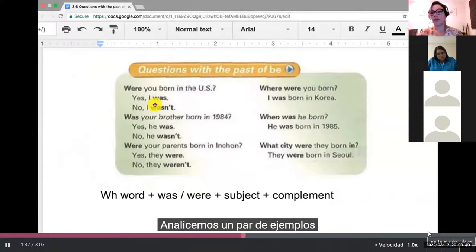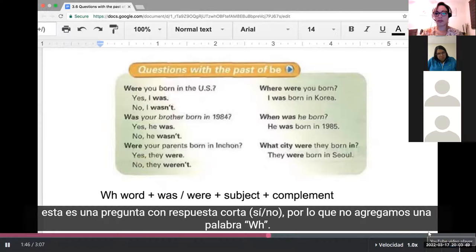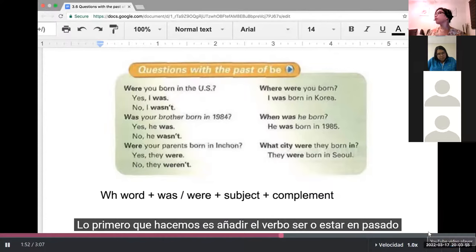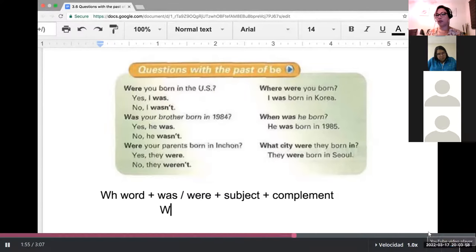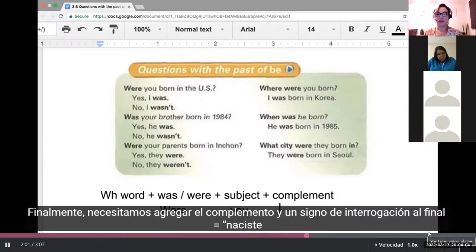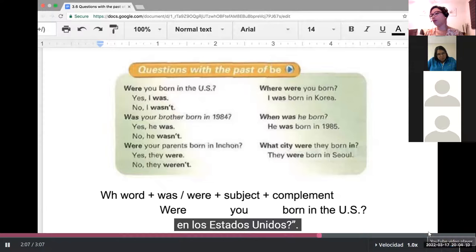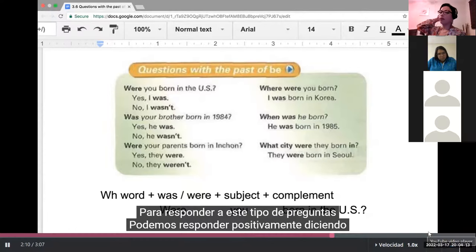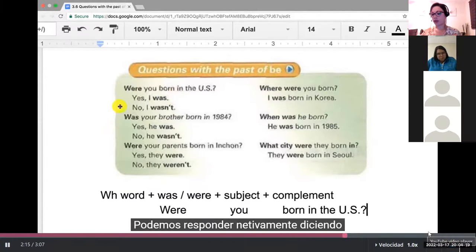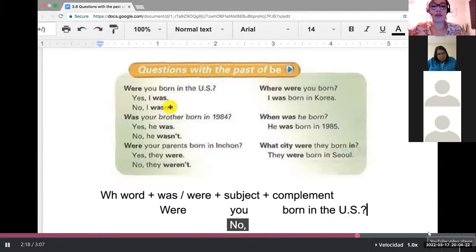Let's analyze a couple of examples. Were you born in the US? In this case, this is a yes or no question, so we don't add a WH word. The first thing we do is add the verb to be in the past, were. Next, we need to include the subject, you. Finally, we need to add the complement and a question mark at the end. Born in the US. To answer this type of question, we can answer positively by saying, yes, I was, or negatively by saying, no, I wasn't.